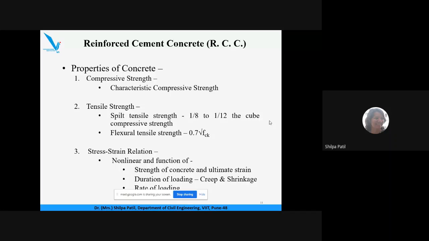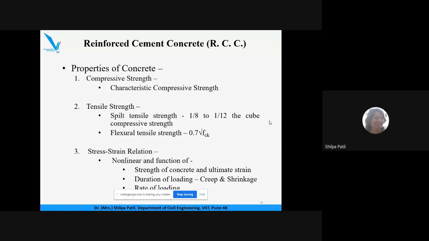In both these ways, we are calculating the tensile strength, but the methods are different, and hence the relation between the tensile strength and compressive strength of concrete is different. And we require both of these for design purposes. So this is about the tensile strength.